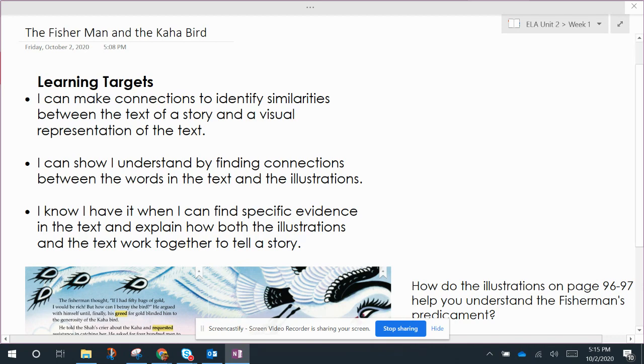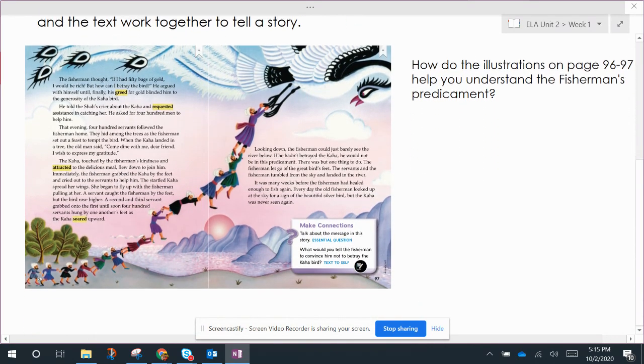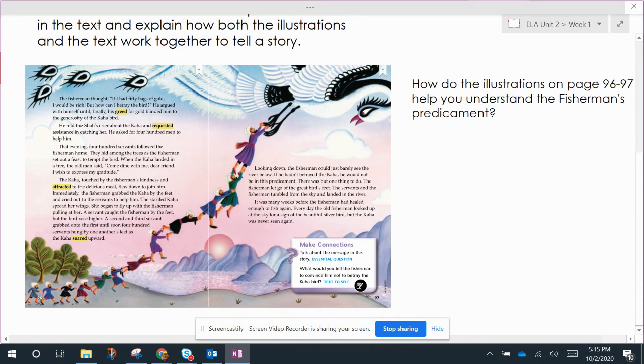So, I have taken a clip of the story, the Fisherman and the Kaha bird. I chose to look at pages 96 and 97. Now, the cool part about the illustrations in The Fisherman and the Kaha bird is they take up all of the space, and then the words are kind of part of the illustrations, which makes a really great visual representation.